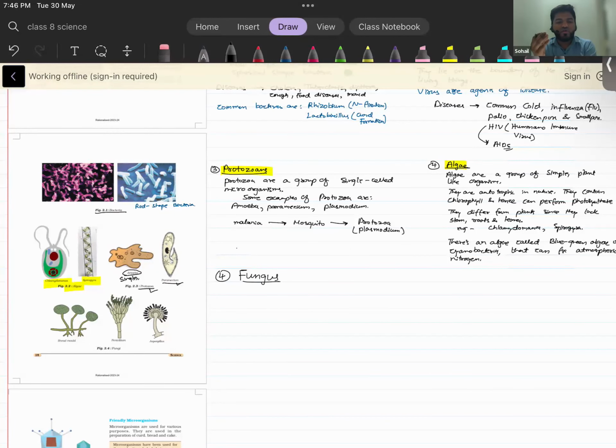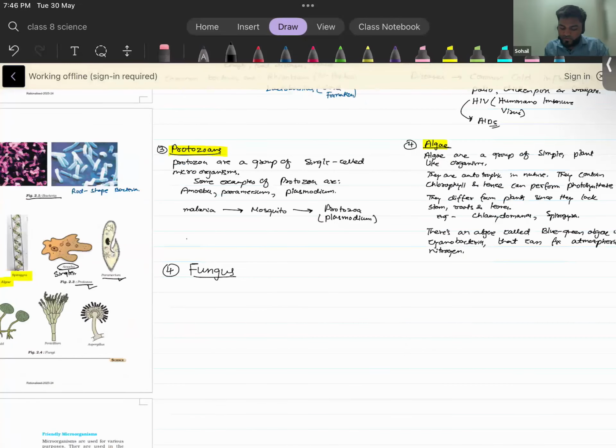Some of the examples are mushroom. Mushroom is also a type of fungus. And you will find bread mold that usually grows on bread, and yeast powder is also a type of fungus. In bakery yeast powder is used, and in fermentation also yeast powder is used. We will get there and discuss those things also. First we are talking about fungus here.